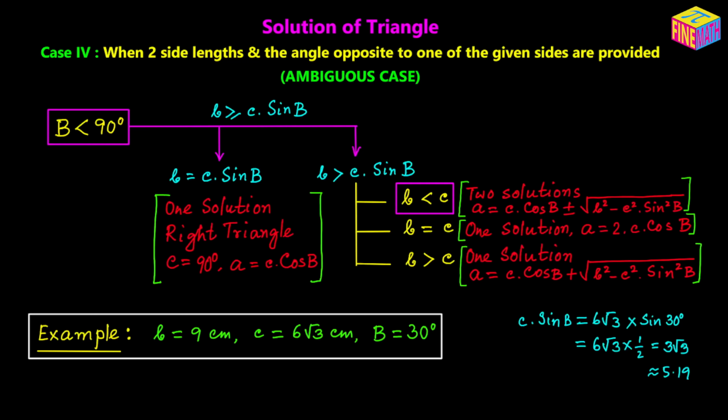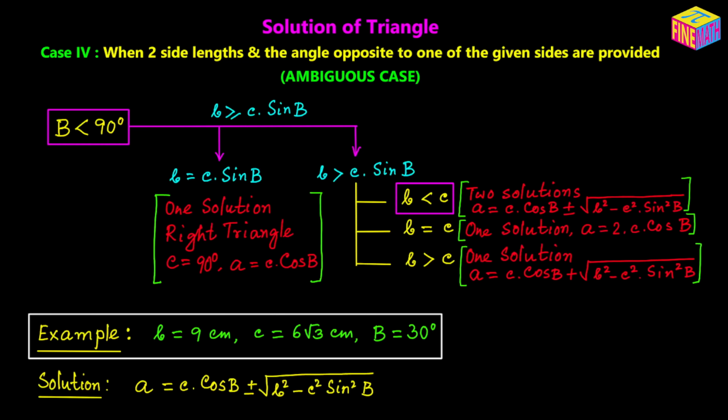So now let's try to solve the triangle. From the theory video, we know that the value of the side length a is a equal to c times cosine of B plus or minus square root of b squared minus c squared times sine squared of B. So there are two possible values of a in this case, because there will be two solutions. We have two real values of a. So let's try to calculate the two values of a.